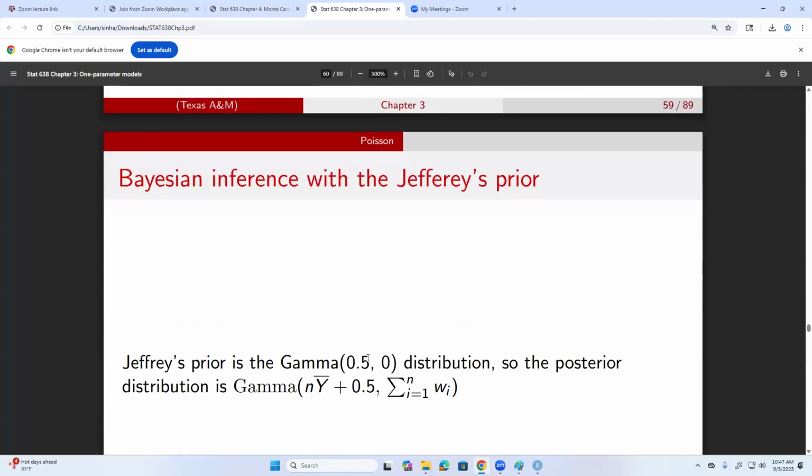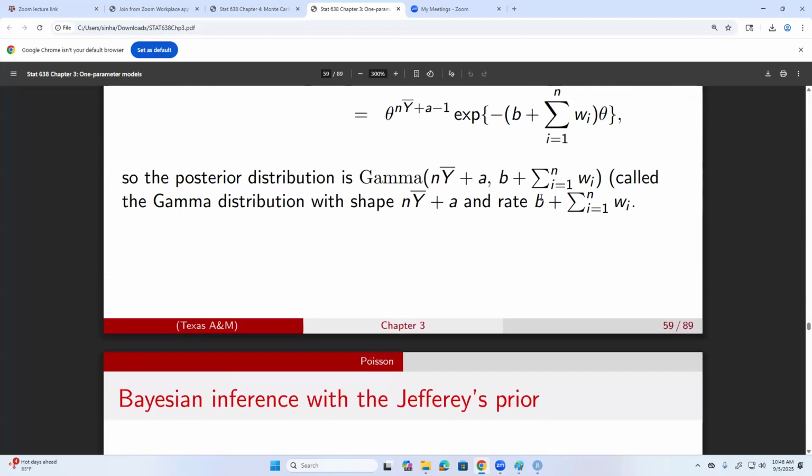If you want to use Jeffreys prior, you can think of it as a gamma distribution with shape parameter 0.5 and rate parameter 0. So after plugging in b equal to 0 and a equal to 0.5, you get the posterior distribution to be gamma with shape n y bar plus 0.5 and the rate is sum of wi.